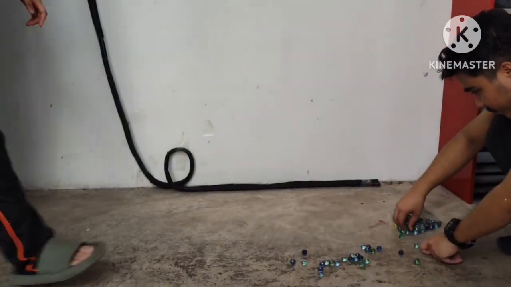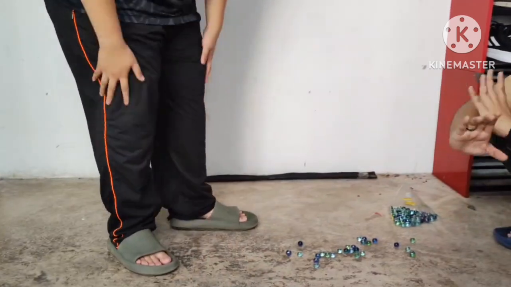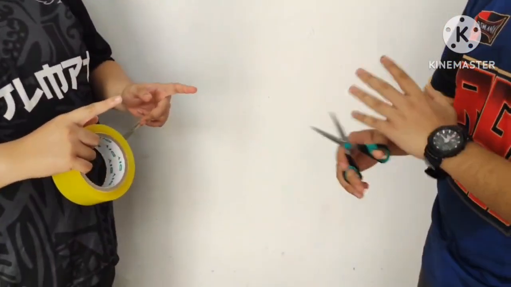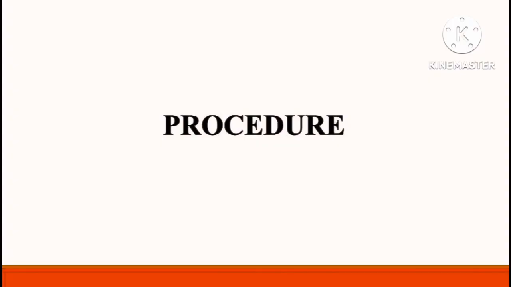Next, we make sure that we do not misplace the marble on the floor, as it could cause other group members to slip and fall. And finally, we make sure to be careful when handling sharp objects like scissors in order not to injure ourselves when cutting the foam pipe or tape.